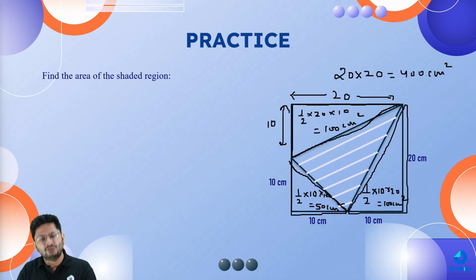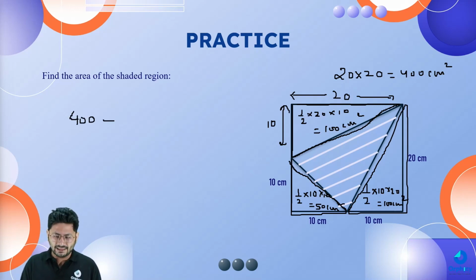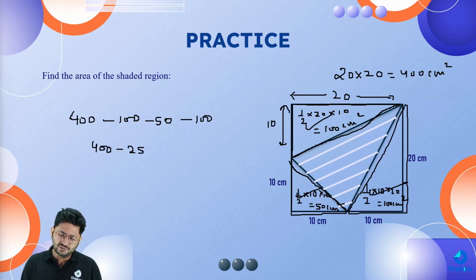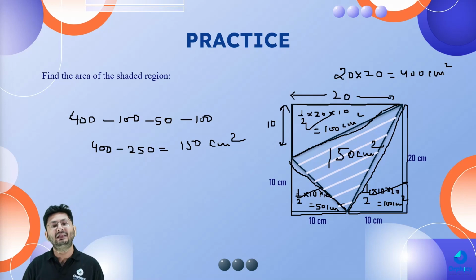So what is the remaining shaded region's area? Can I say total area minus this 100, minus this 50 and minus this 100. So 400 minus 250 which is equal to 150 centimeter square. This is the area of the shaded region.